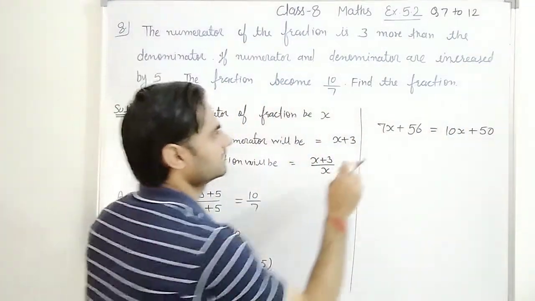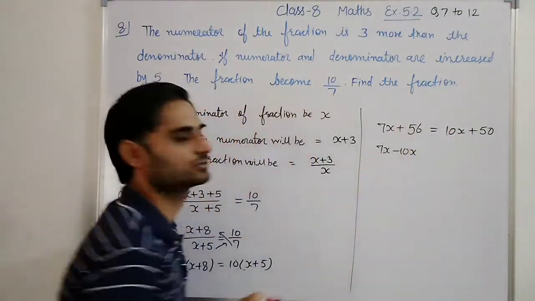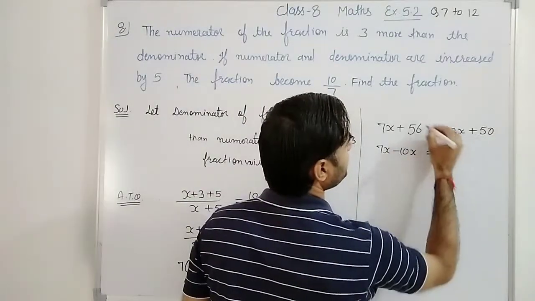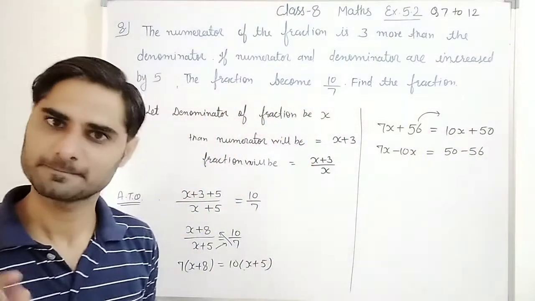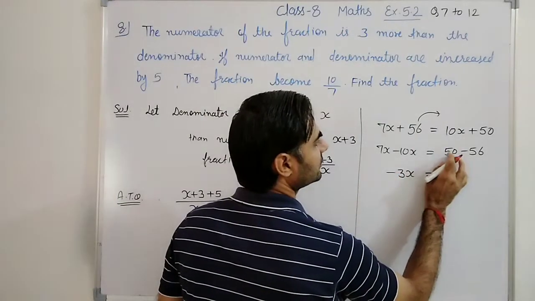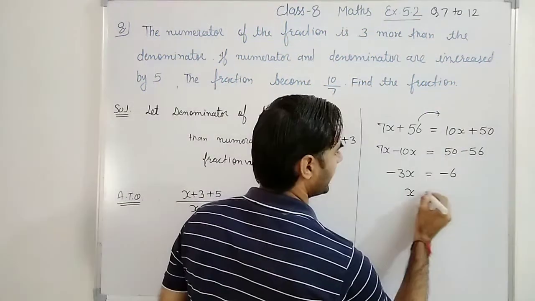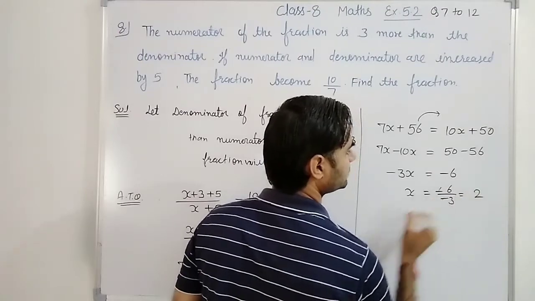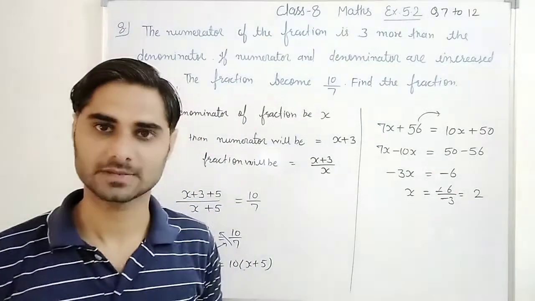Yes. So now 7x and 10x. Can we write here 7x minus 10x by transposing? Right? And here this will be equal to 50 as it is, and by transposing this will be equal to minus 56. Correct? So here 7x minus 10x is equal to minus 3x. 50 minus 56 is equal to minus 6. So x will be equal to minus 6 upon minus 3, means 2. Minus and minus cancel. 3 2s are 6. X is 2.